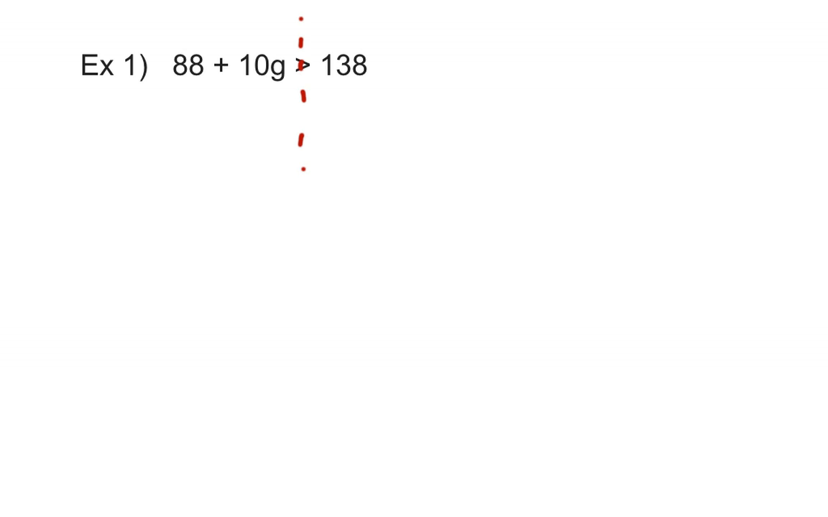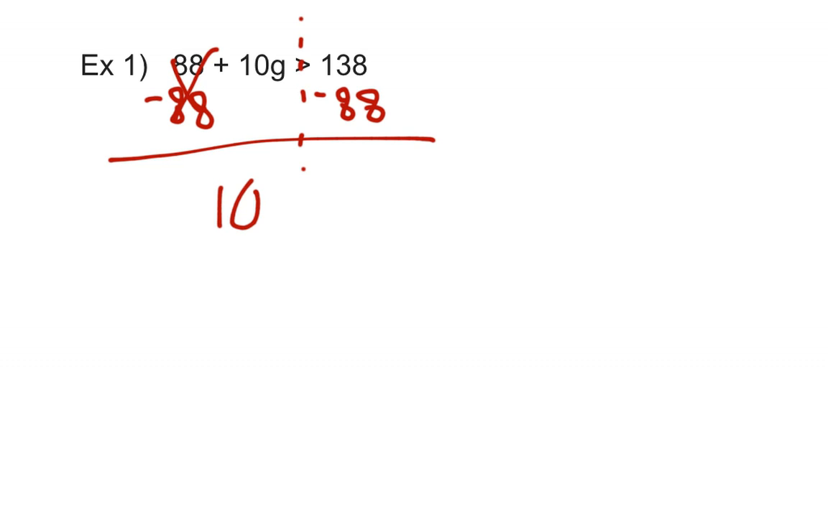So then I just go back to how I solve a two-step problem. So I have to get rid of this 88. I get rid of the 88 by subtracting 88. That makes them cancel out. Since I subtracted 88 from the left, we are going to subtract 88 on the right, leaving me with 10g is greater than, and 138 minus 88 gives us 50. And then, of course, we can solve from here.